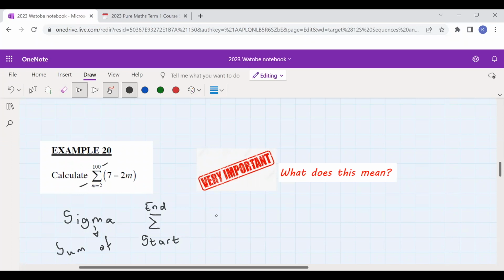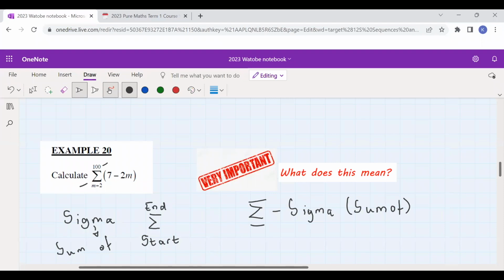Okay, so we're starting with this symbol, which is very important. And I said the name is called sigma. This is sigma, and it means sum of. So when you see this, the instruction is calculate the sum of something. So far, I hope you guys follow.